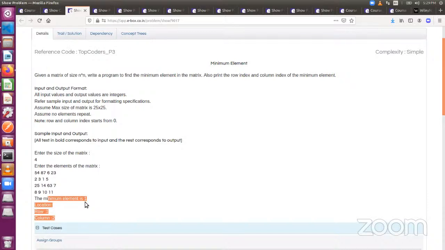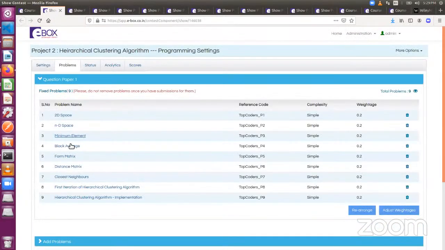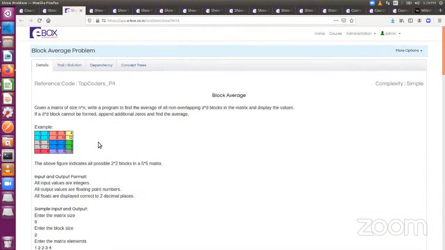Are you clear with this? So in this problem, you're just going to find the smallest element among this entire matrix. If there are multiple smallest elements, you should take the first smallest element. If one is repeating here, you should take the first shortest point, the first smallest element. Got this? So this is what it is going to lead to finally. Smaller problems will be leading to solving the bigger problem.